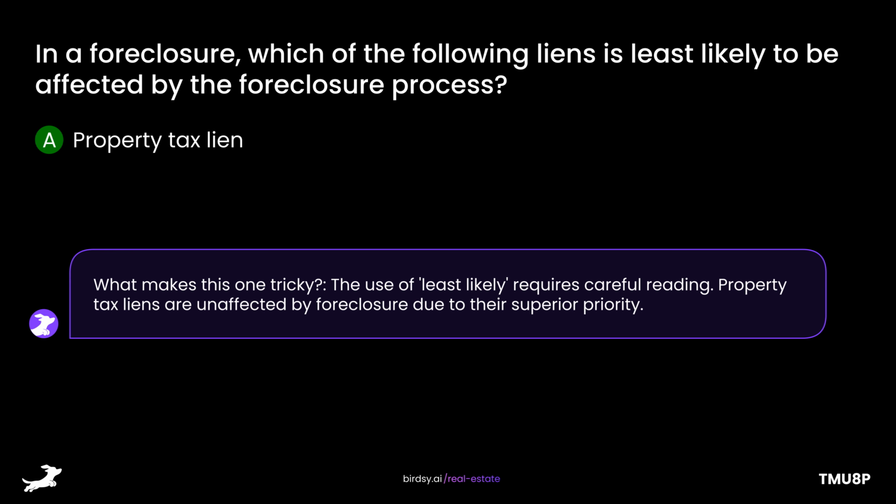What makes this one tricky? The use of "least likely" requires careful reading. Property tax liens are unaffected by foreclosure due to their superior priority.